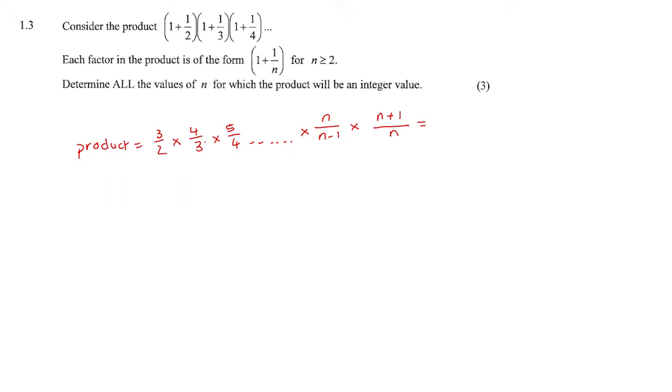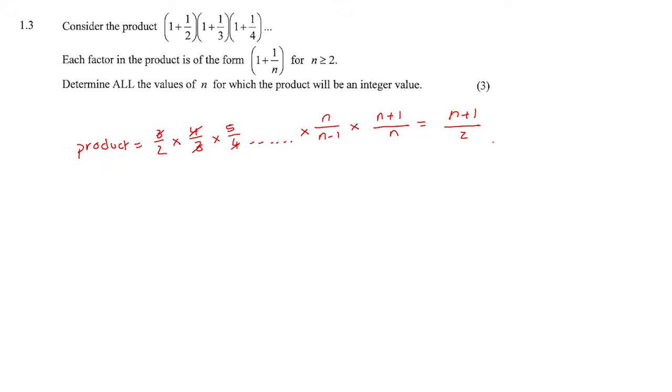With all of these, we see that the 3 will cancel with this 3, the 4 will cancel with that 4. So what we'll be left with is the top value of our last term, which is n plus 1, and the bottom value of our first term, which is 2. So our total would be n plus 1 over 2.